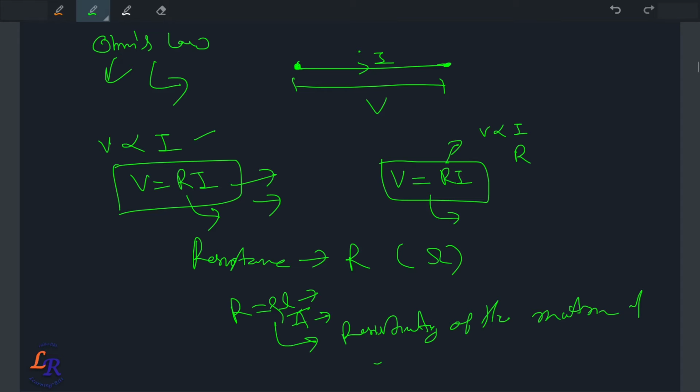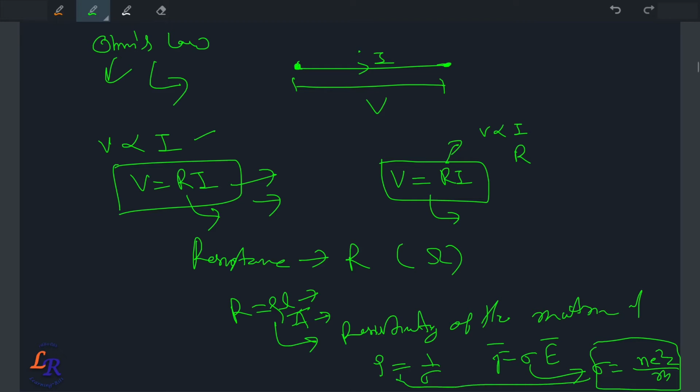And we had seen how resistivity depends on other quantities. It is 1 upon sigma, and we had also seen that J is equal to sigma E, where we derived that sigma was equal to n e square tau by m. So from there you can find what rho would be. It would be the inverse of it.